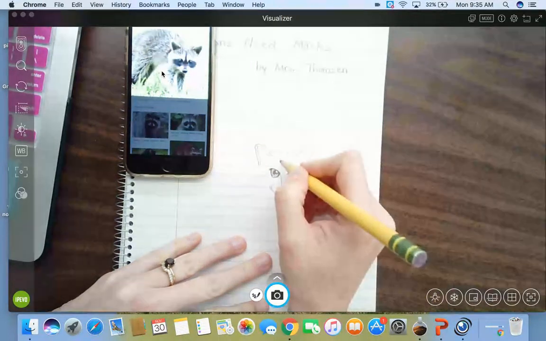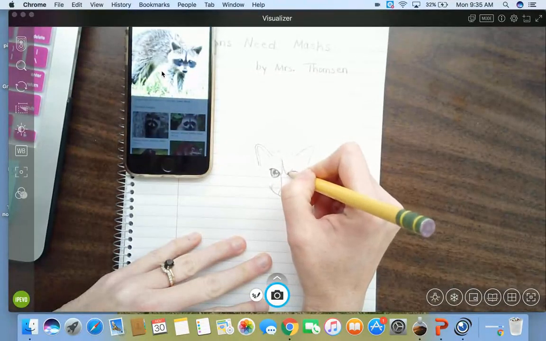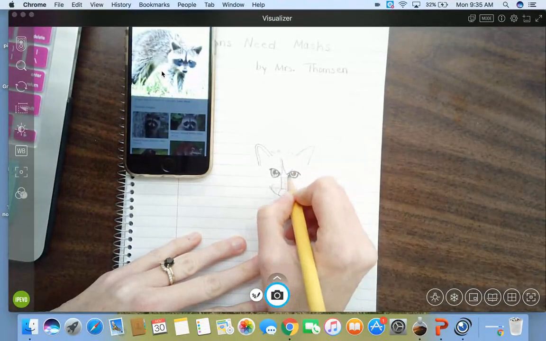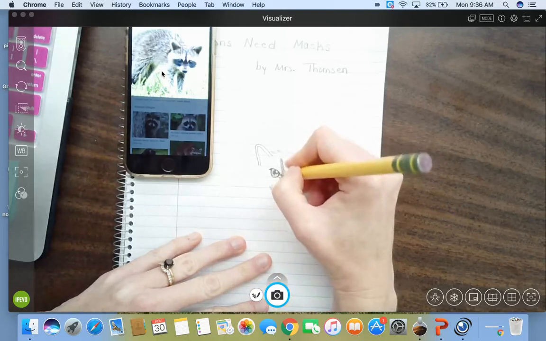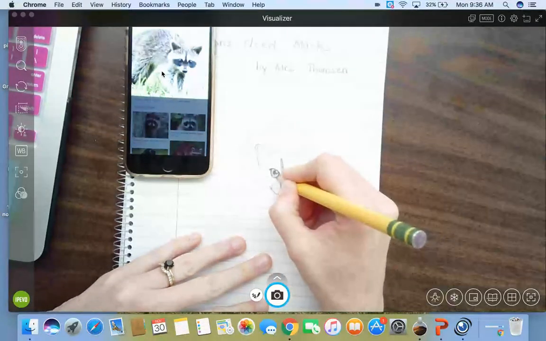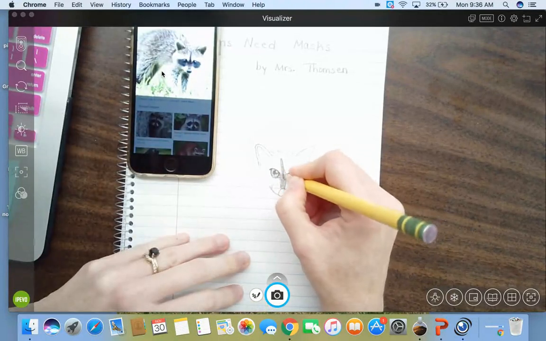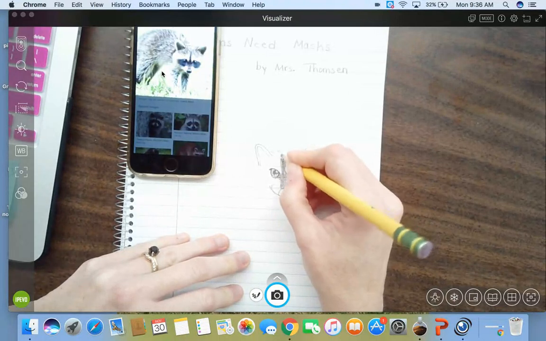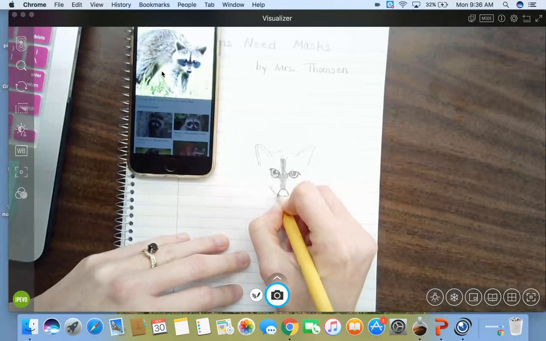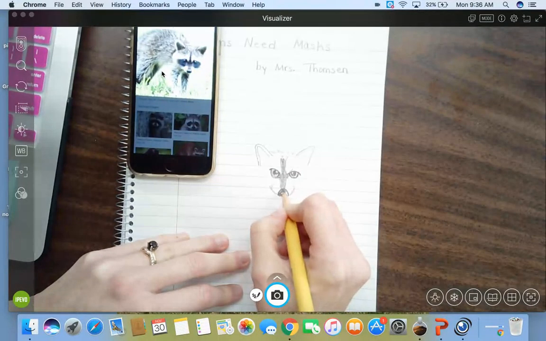Okay. Now, we're going to put the stripe down his face, but we're not going to give him his mask, even though he needs it. He has the little stripe that goes down his face, but we're going to leave the mask off. We still kind of want him to look like a raccoon, but without a mask. So there he is. A little maskless raccoon.